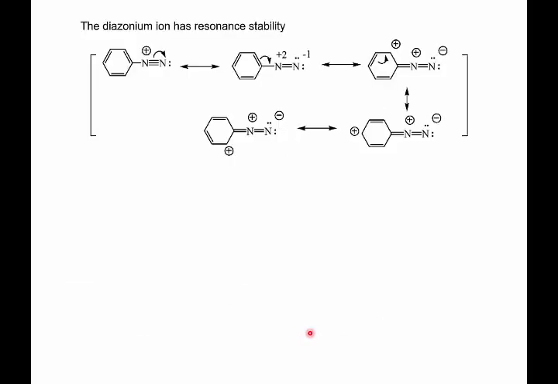Now, an aromatic, a benzene or aromatic diazonium ion, in contrast to an aliphatic, is relatively stable. It'll stay around. When you prepare it, you do it at ice bath temperatures, and it'll stay around for a few hours. And the reason why it's more stable is because with this aromatic diazonium, you can write resonance structures by pushing electrons around. So it has resonance stability.